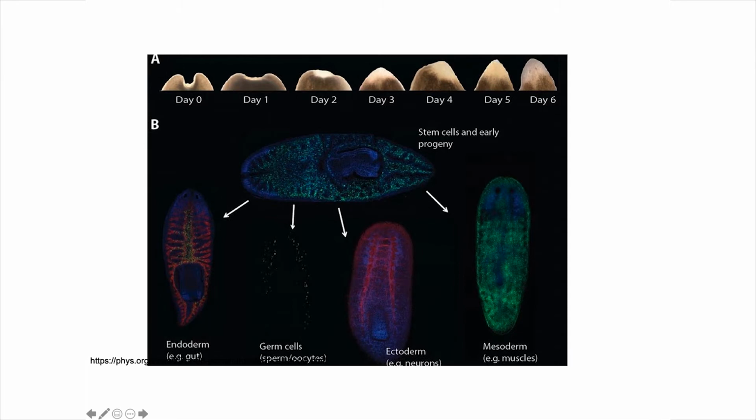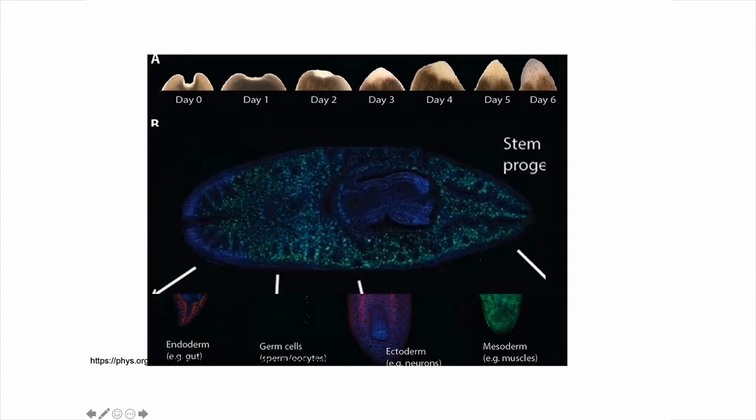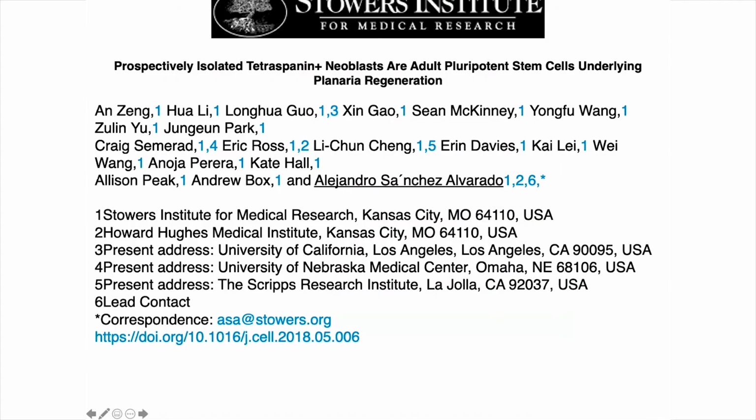And you can see that this group looked at the different types of germ cells, the different ectoderm, mesoderm, and endoderm, and showed that it's just filled with stem cells for the whole creature. There's a larger picture. So this is the paper that published this back in 2018. And the Stowers Institute is really leaders in Planaria research.